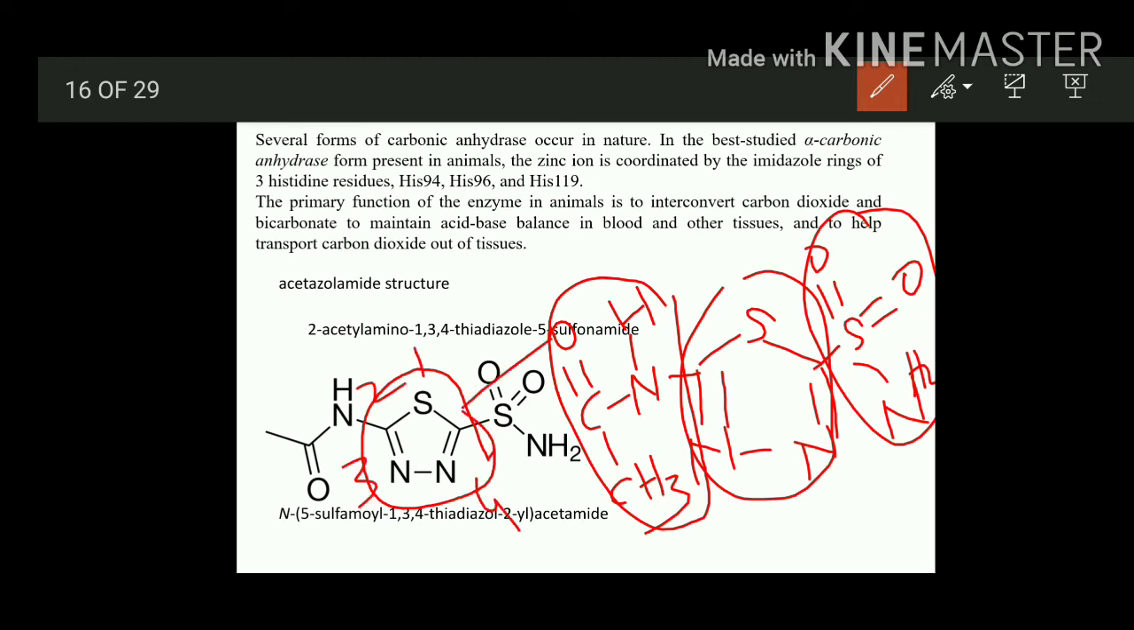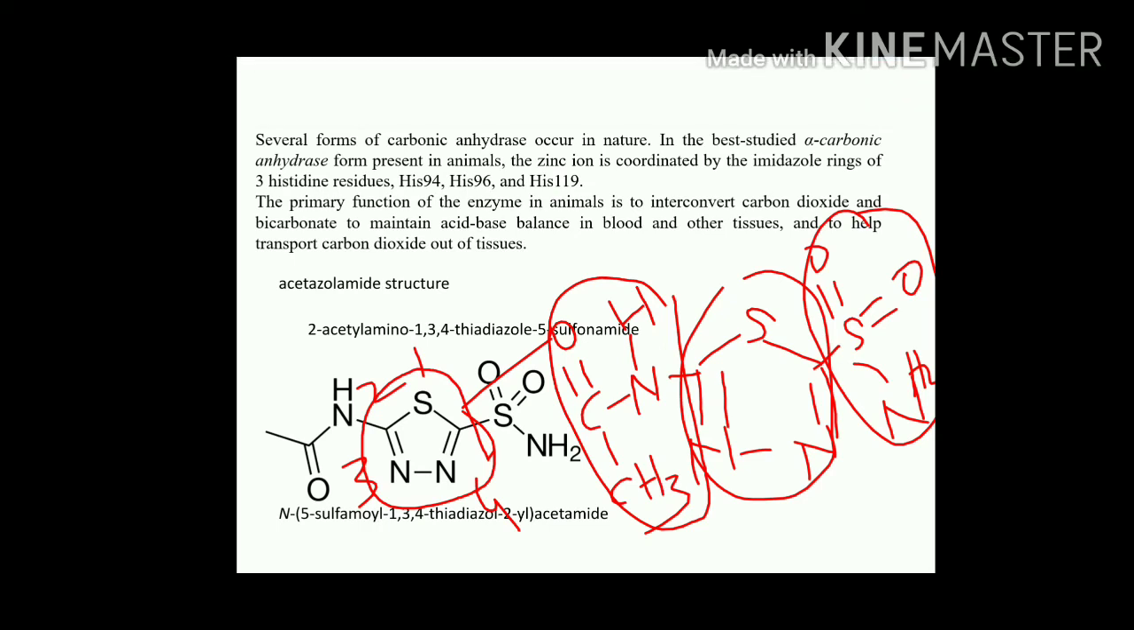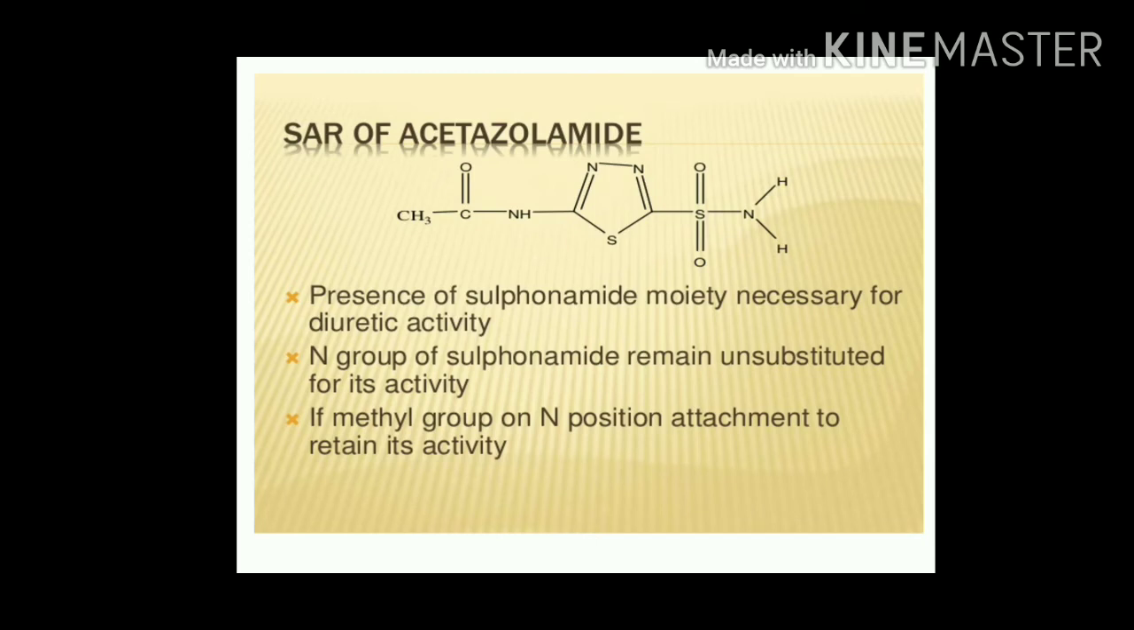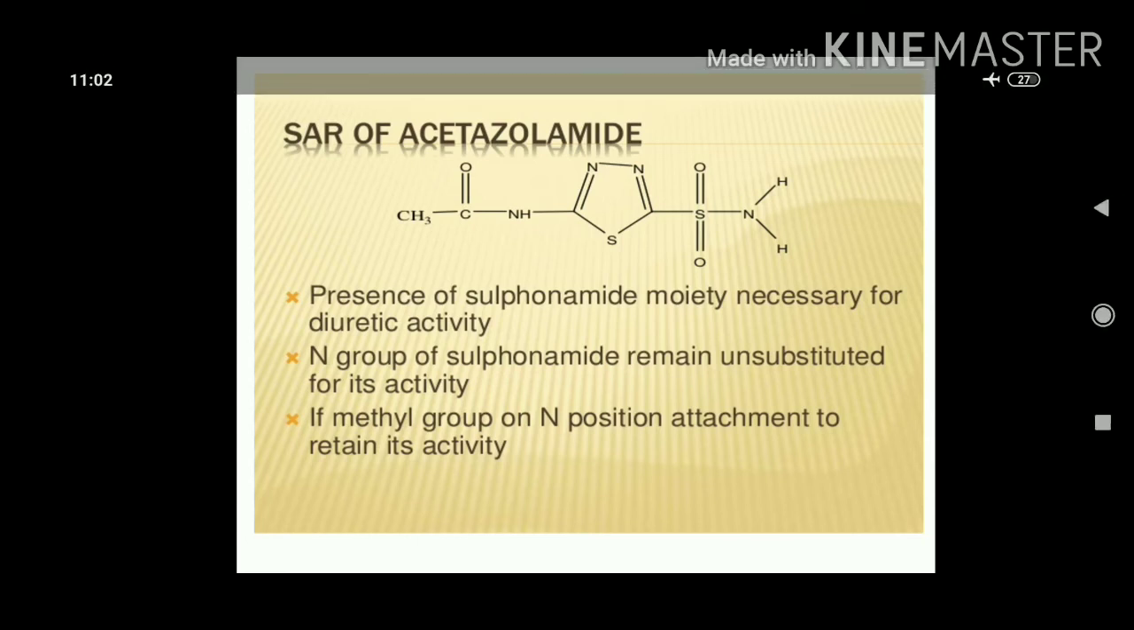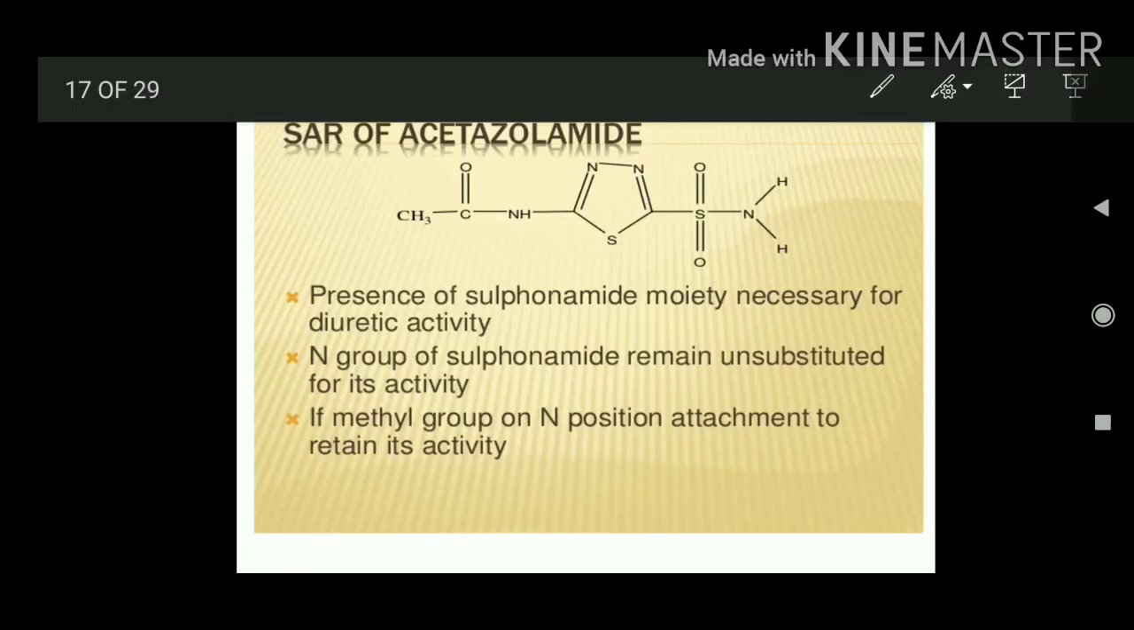So this is about the naming of the molecule. We have seen the molecular structure, so let's see the SAR of acetazolamide. We know the importance of the overall molecule. We have the side chain; the presence of the sulfonamide moiety is necessary for diuretic action. The presence of the sulfonamide moiety is essential for diuretic action.